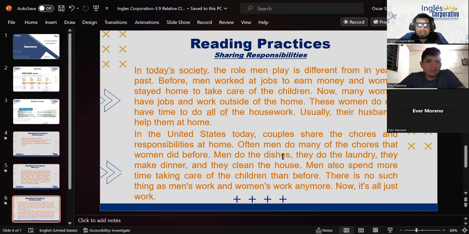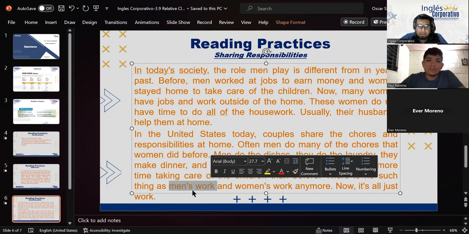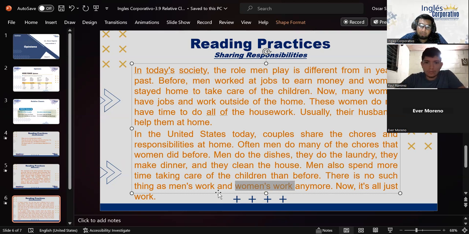Now, the last one, they can clean the house. Of course, it's the most important part of the chores. And then we also have men spending more time taking care of children than before. This is also something new. And there is no such thing as men's work or women's work anymore. Esta es la única forma en la que se puede utilizar esto. El decir men's sería cuando hablamos acerca del posesivo, ¿verdad? O sea, trabajo de hombre, men's work, y women's work, trabajo de mujeres. Serían los únicos momentos en los que se les puede agregar ese cuando estamos agregando los posesivos. So yeah, there is not such a thing as men's work or women's work anymore. Now it's all just work.